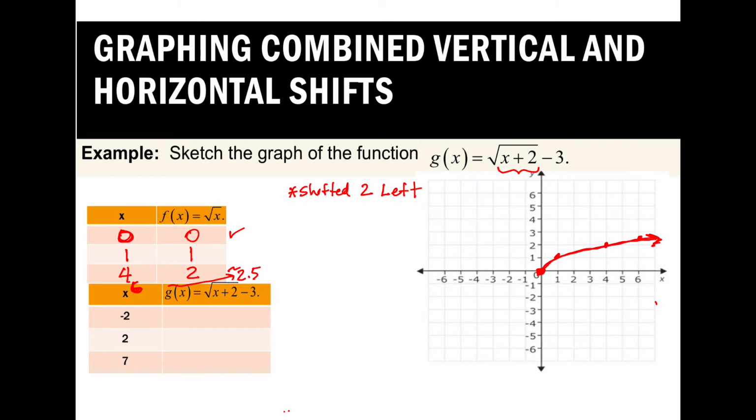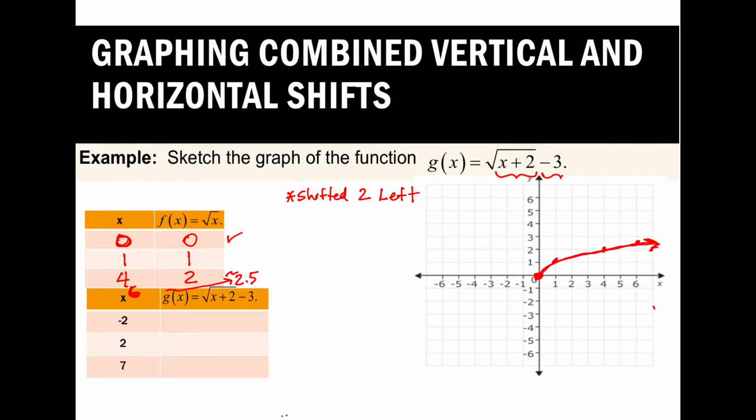So we shifted 2 units to the left, and then the subtraction of 3 happens on the outside of the radical. And we saw that the way this affects it is that it's going to shift it downward, because the vertical transformation follows the sign. So when we subtracted 3, it went down 3, and so this would also shift 3 units down.